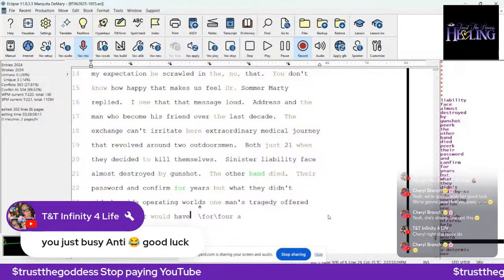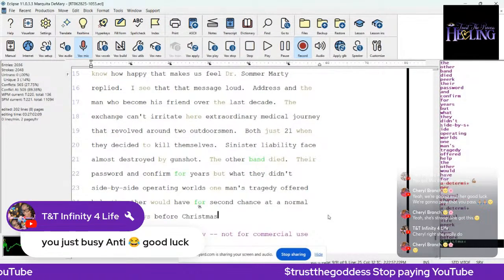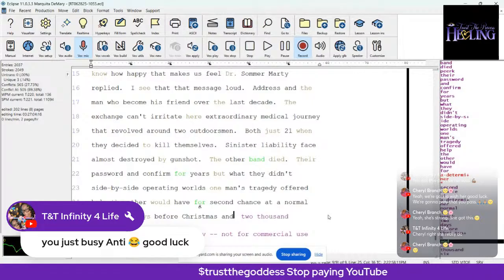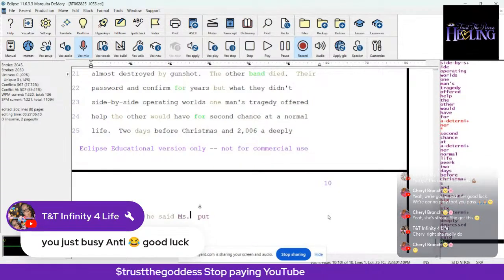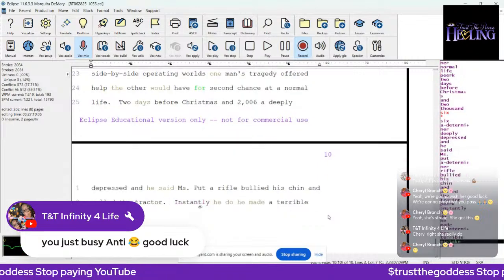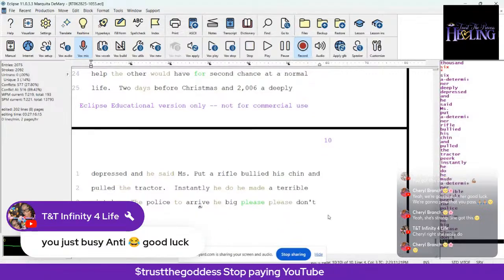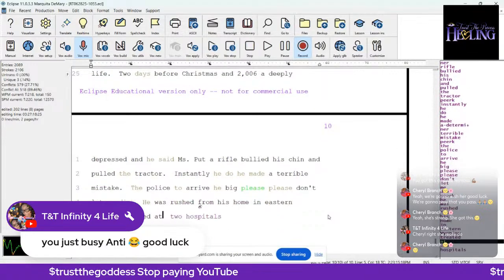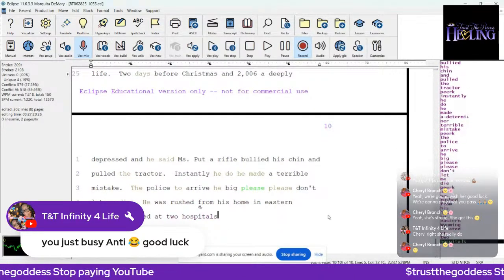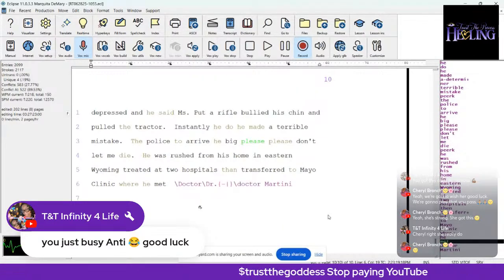Two days before Christmas in 2006, a deeply depressed Andy Sandness put a rifle beneath his chin and pulled the trigger. Instantly, he knew he'd made a terrible mistake. When police arrived, he begged, "Please, please don't let me die." He was rushed from his home in eastern Wyoming, treated at two hospitals, then transferred to Mayo Clinic, where he met Dr. Mardini, a plastic surgeon whose specialty is facial reconstruction.